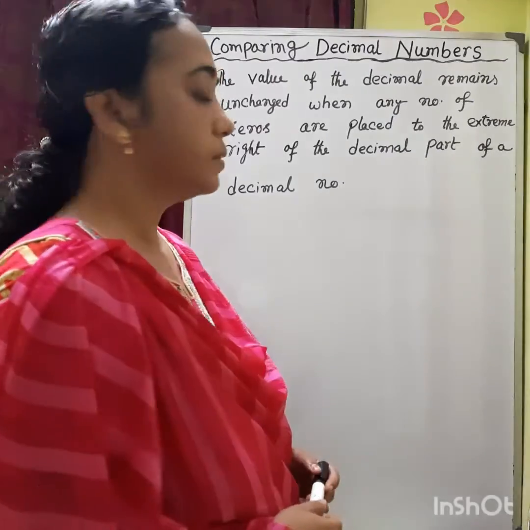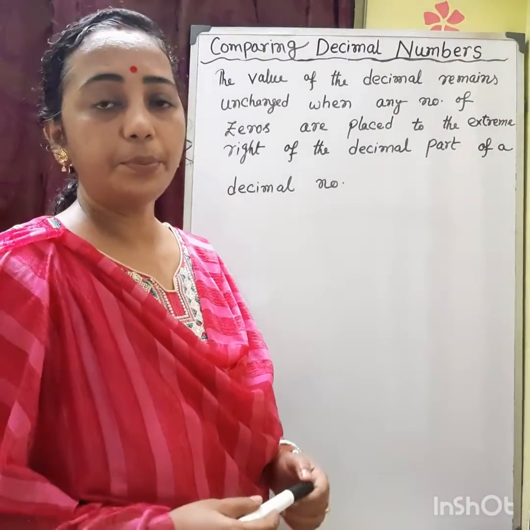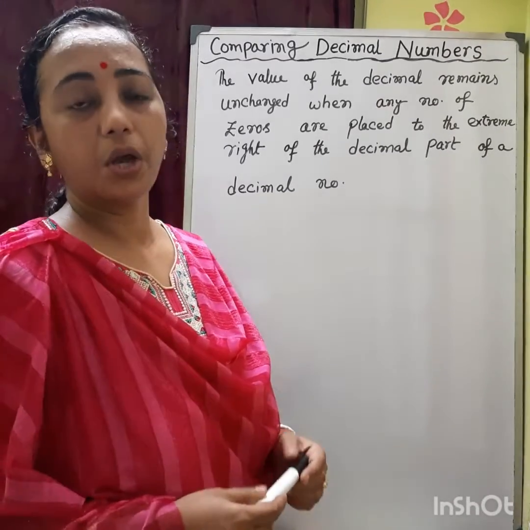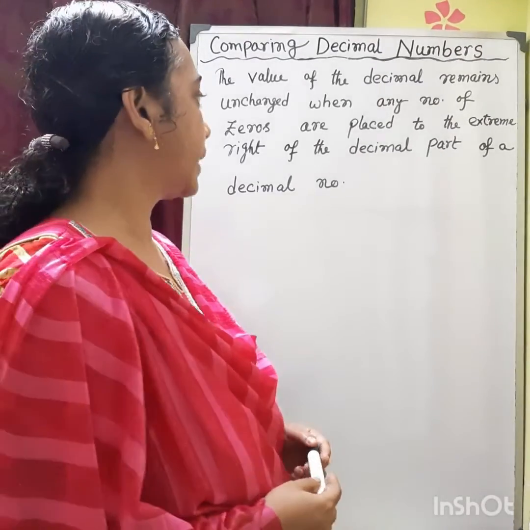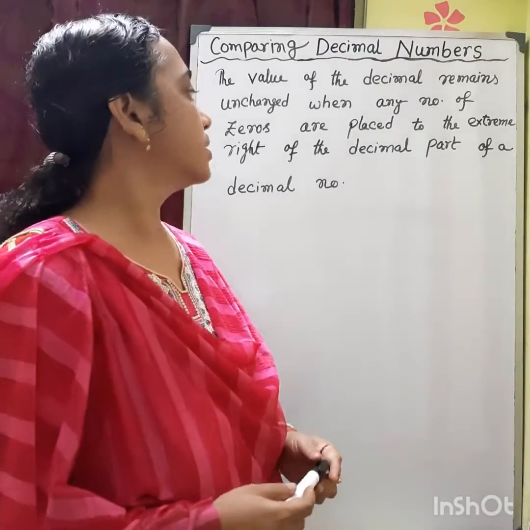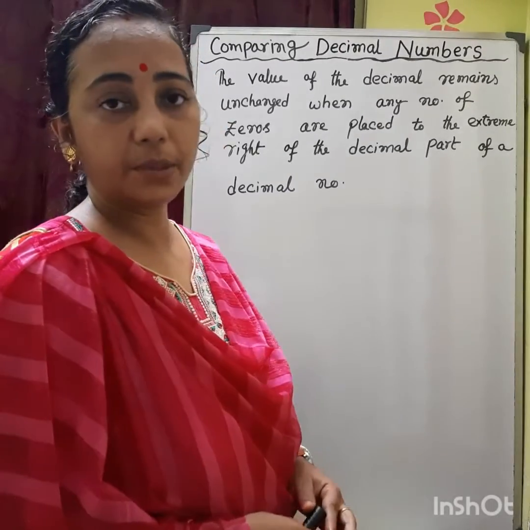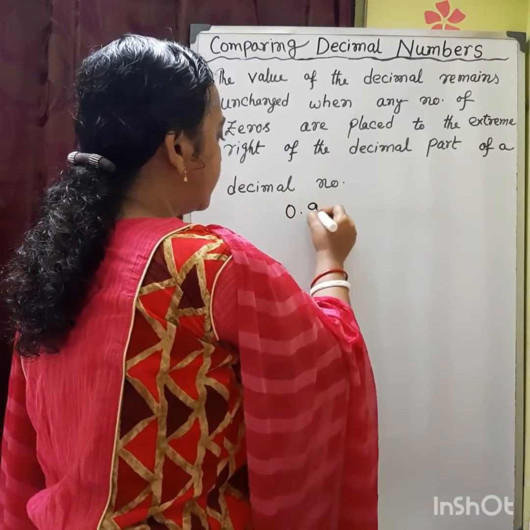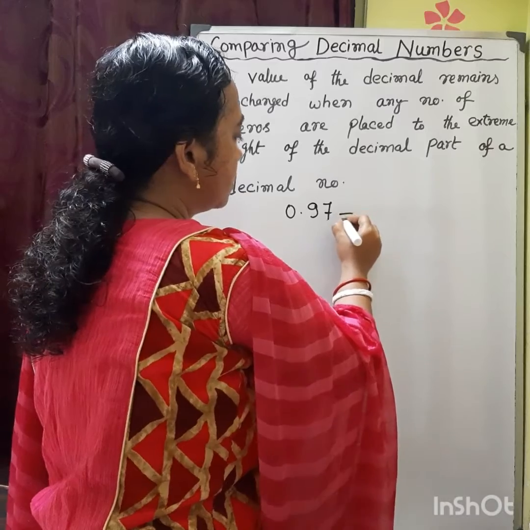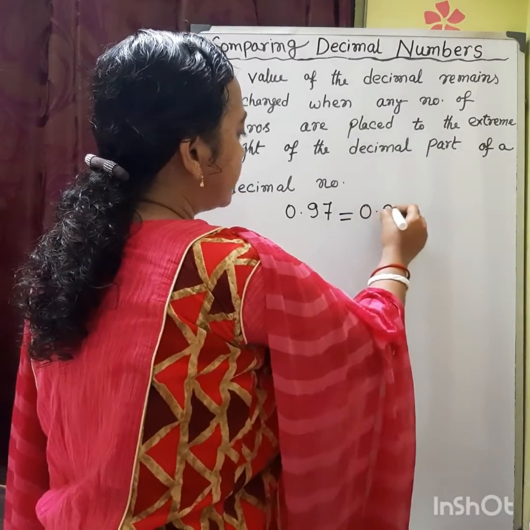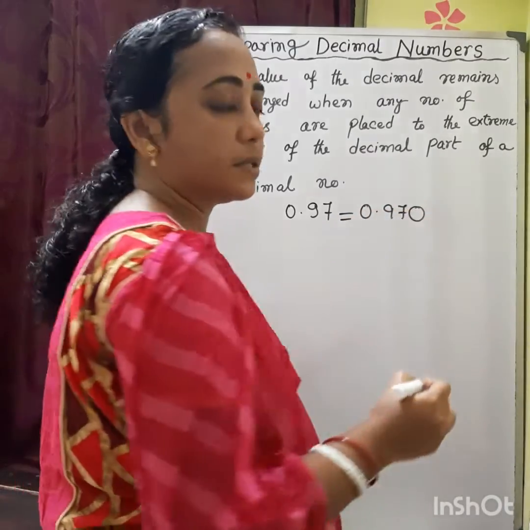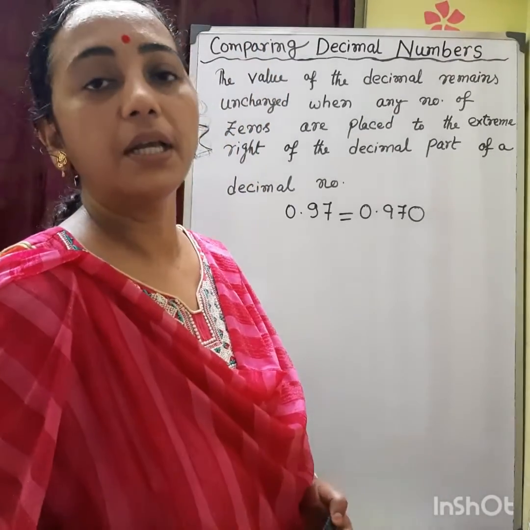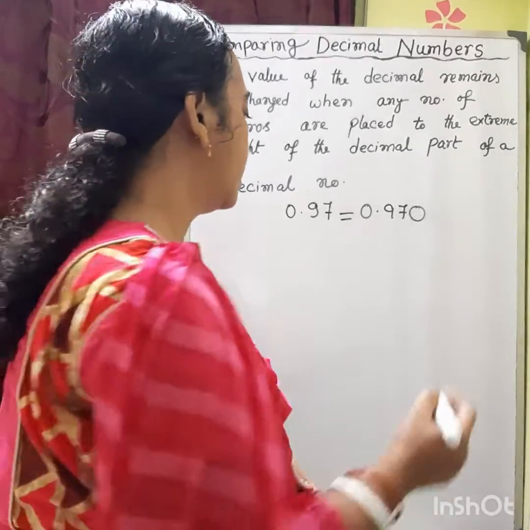And note, there is an important rule that the value of a decimal remains unchanged when any number of zeros are placed to the extreme right of the decimal part of a decimal number. For example, 0.97 is equal to 0.970. That means if we place a 0 to the extreme right of the decimal part of the decimal number, then the value remains unchanged.